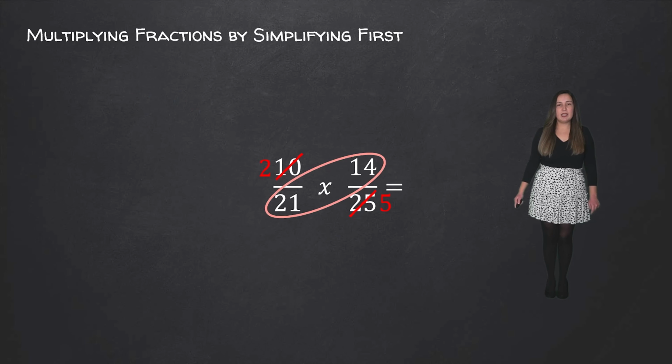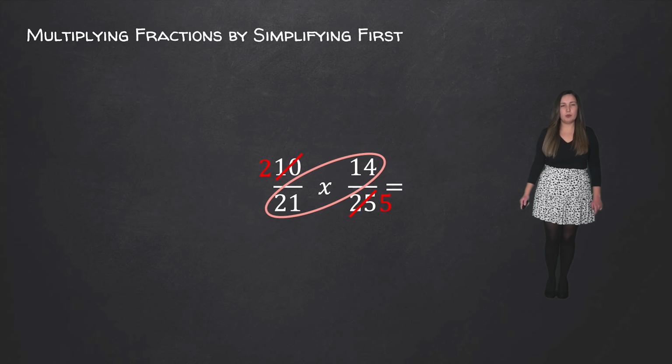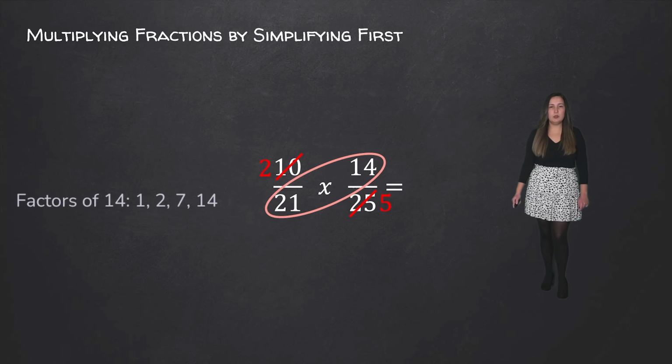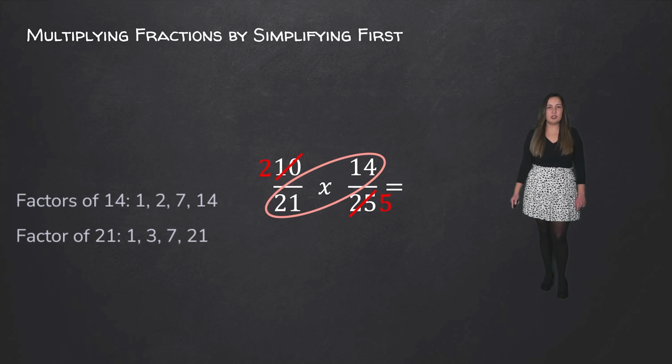Then we're going to look at our other two numbers that are diagonal to each other, which in this case are 14 and 21. We're going to write out the factors of 14, which are 1, 2, 7, and 14. And our factors of 21 are 1, 3, 7, and 21. And notice that they have a greatest common factor here because we have two common factors, which is 1, and then another common factor, which is 7, and that makes 7 our greatest common factor.